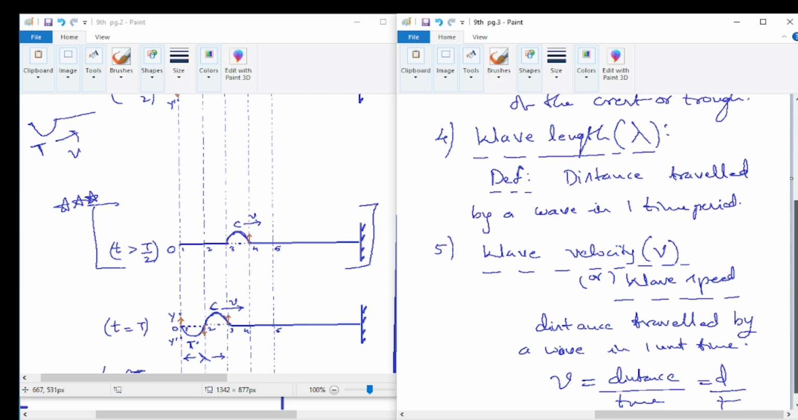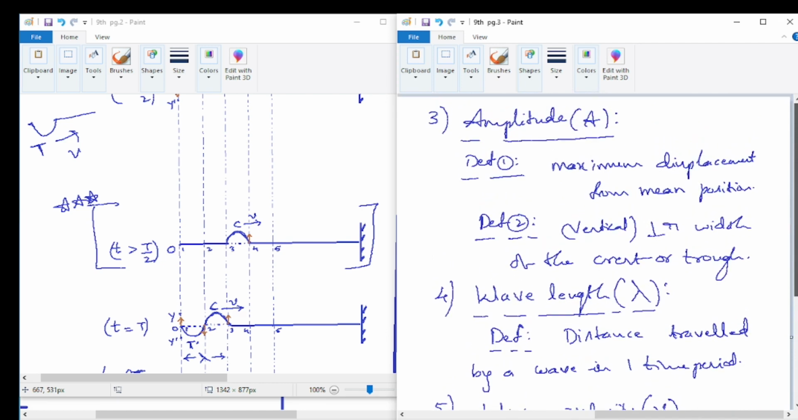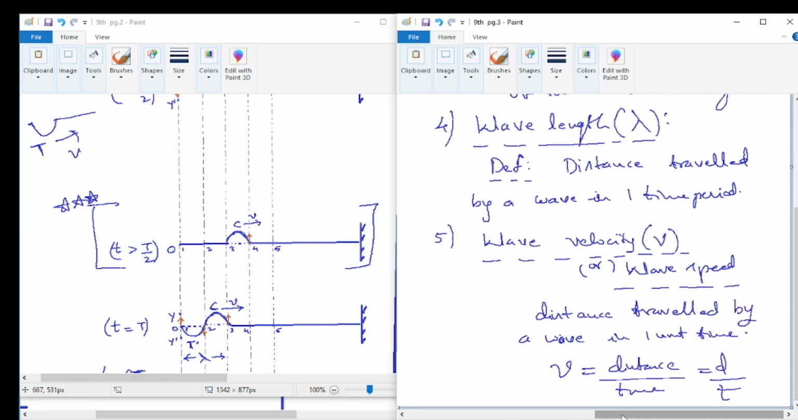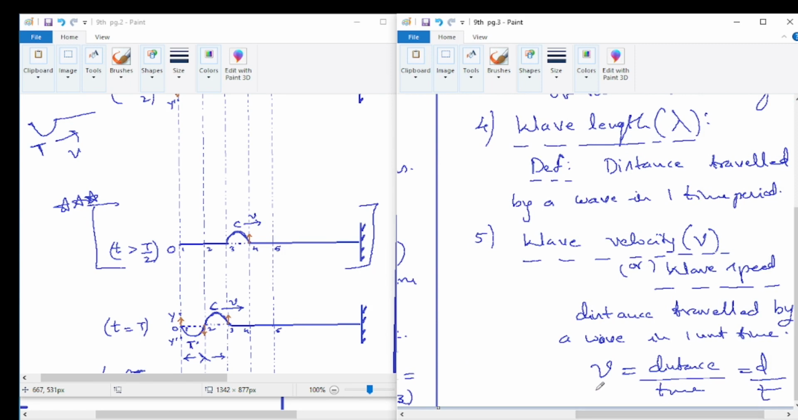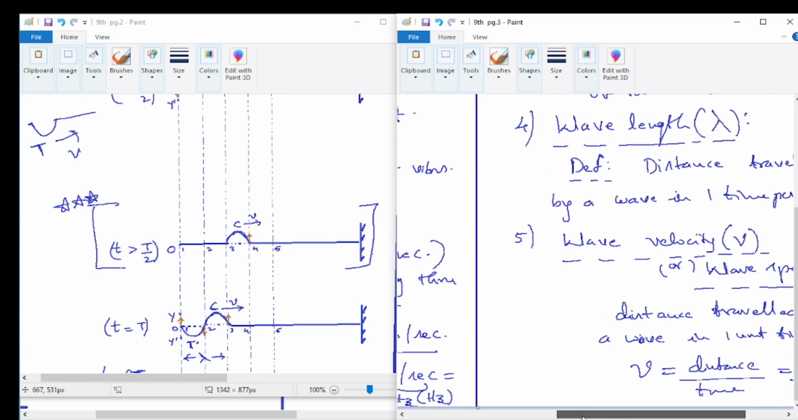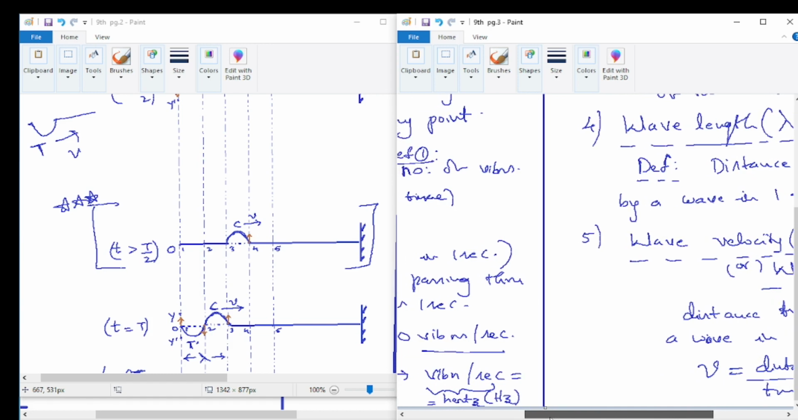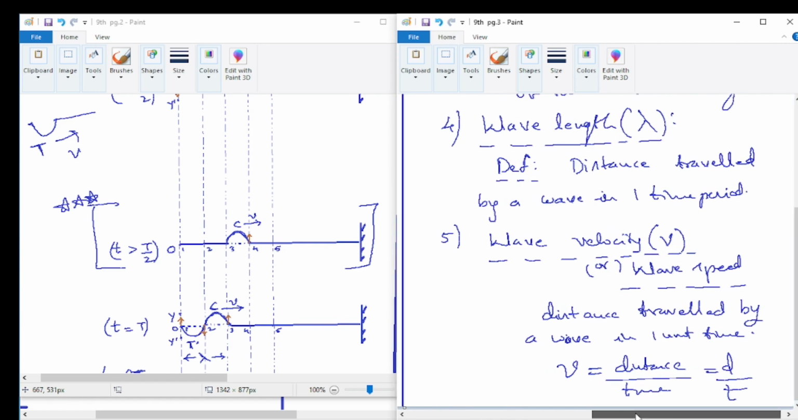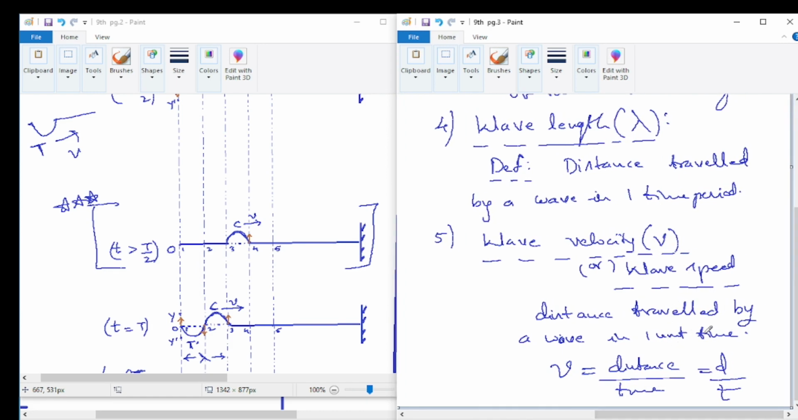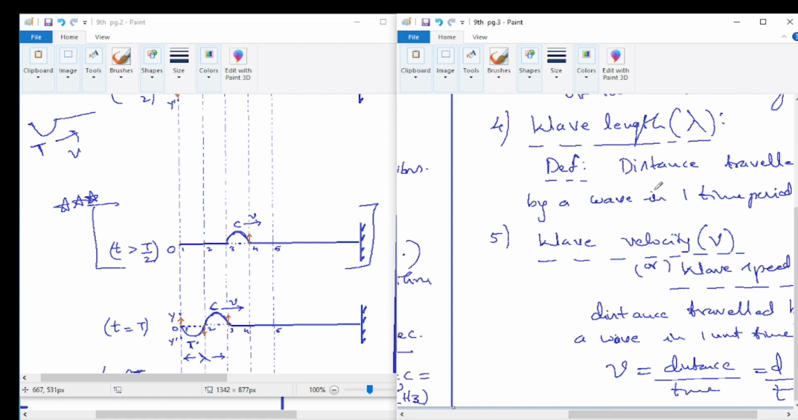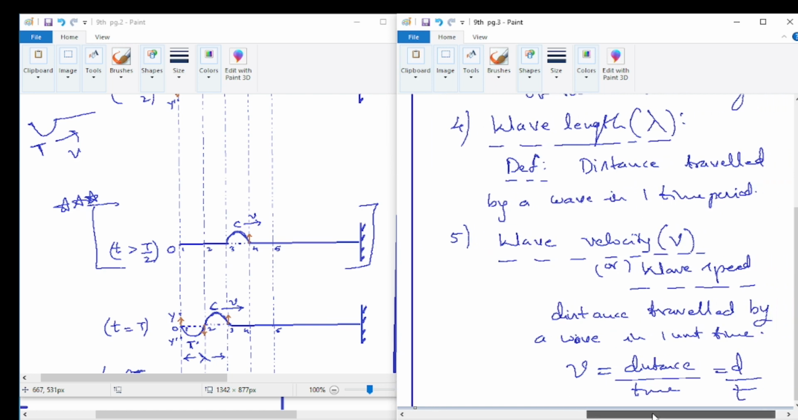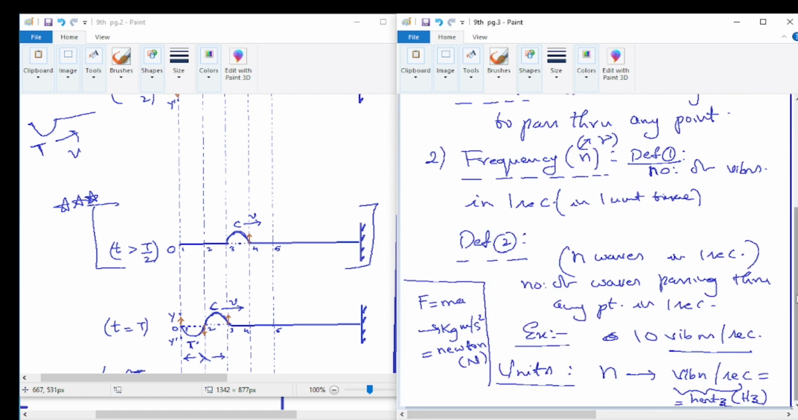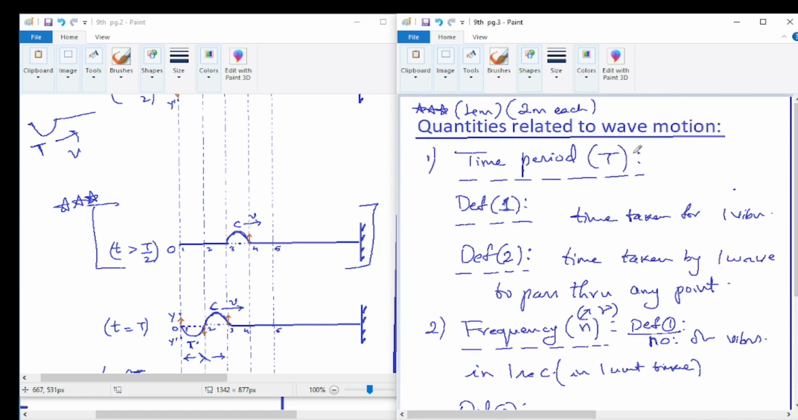So these are the main quantities related to wave motion. Out of the 5 quantities, usually 1 or 2 quantities are given in the board exam, so they are very, very important. Two definitions carry a minimum of 4 marks, and all the definitions are very useful for solving different models of problems and in different derivations. Each definition is just 1 or 2 lines, so they can be remembered very easily. That's the topic of quantities related to wave motion.